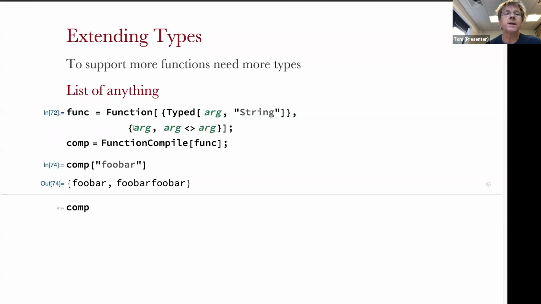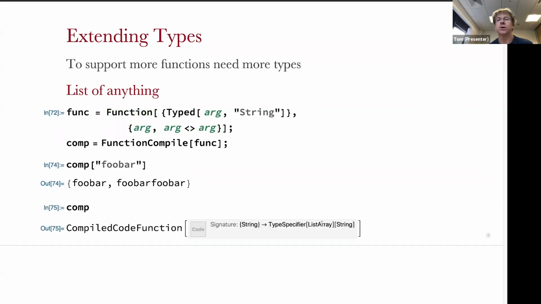So what I've got here is a string, and I'm putting it into a list, and I'm doing a string join. When we look at this actual compiled code function, what we've got coming back is a thing called a list array. So this is a list array of strings. We saw packed arrays and numeric arrays. This is something we call a list array, and this is something that can contain anything.